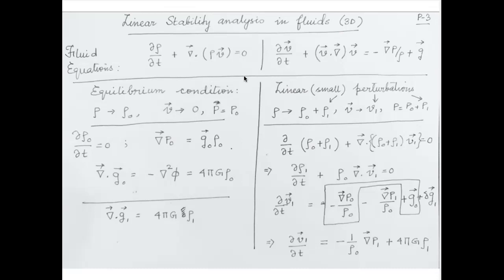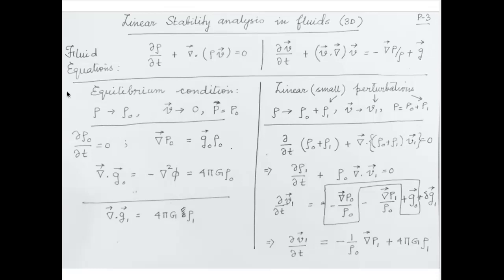Now, how do I approach this problem? So first we know that we have these two fluid equations. One is the continuity equation, one is the Euler equation. I don't need the Navier-Stokes equation here because, as we have mentioned, the stars do not collide, so we will not have much effect from the viscous term.